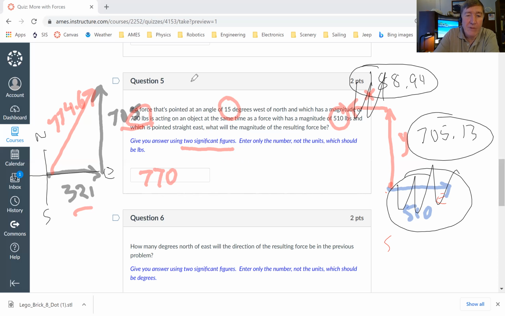Right? Now, question number 6 is I want to know the direction. And the question here is saying I want north of east. If I look at my drawing, well, that's perfect. That's exactly what I've got. That red angle that I just drew right here, that one is north of east, because that 321 is perfectly east. So if I go north of it, that'll take me to the red vector, which is what I want.